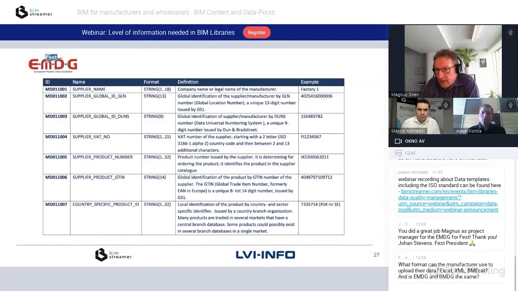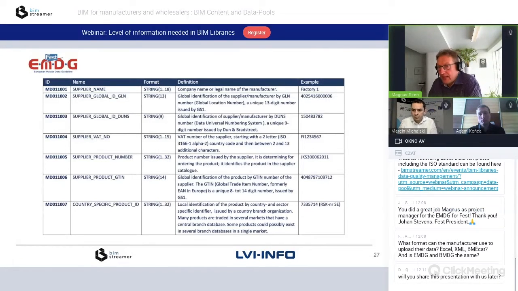Here is a screenshot of how it could look. In the first column, we have this ID code. It's MD for master data, and then a 6-digit code. It has the same shape as an ETIM class or ETIM codes, so it's easy to handle in the same kind of systems. Then we have the name of the parameter, the format, whether it's a string or how many digits, then a definition, and also some example to make it clear.